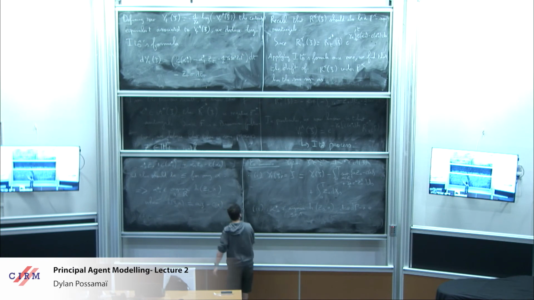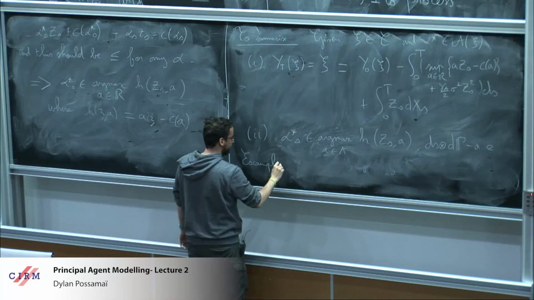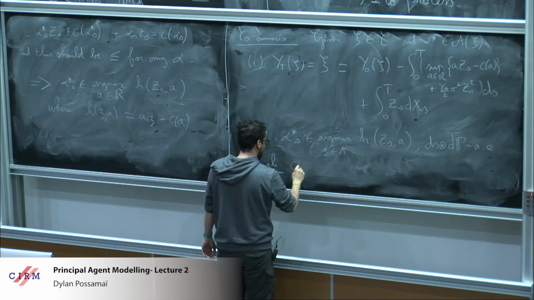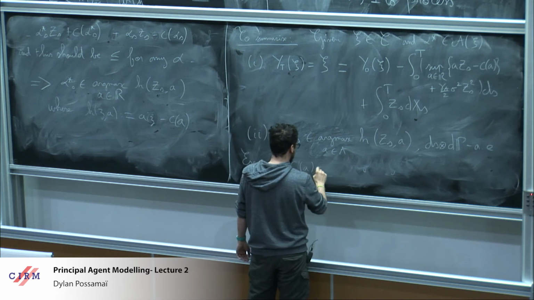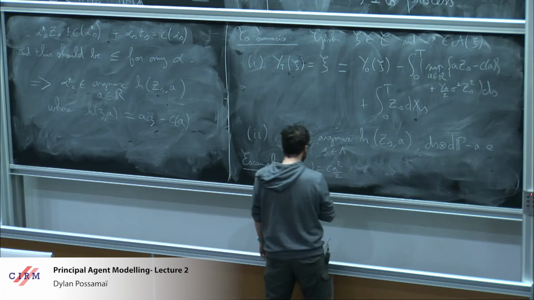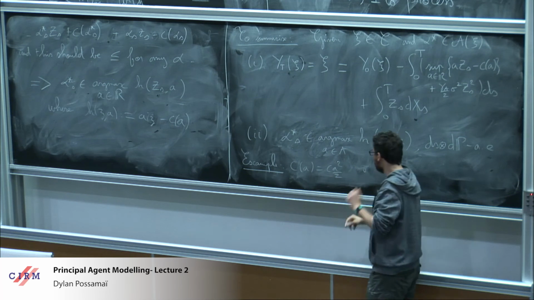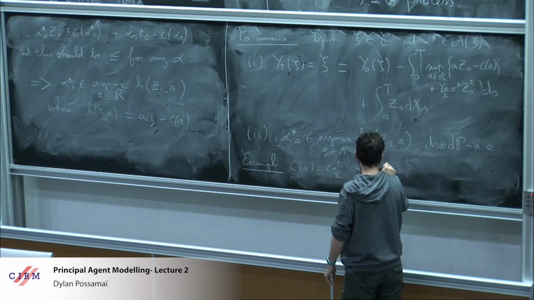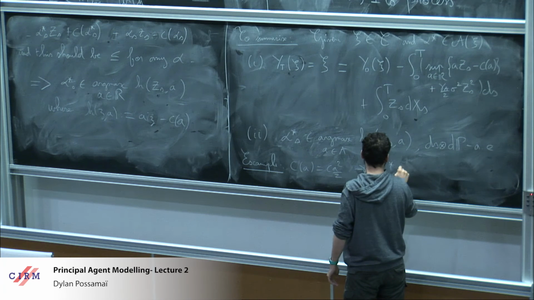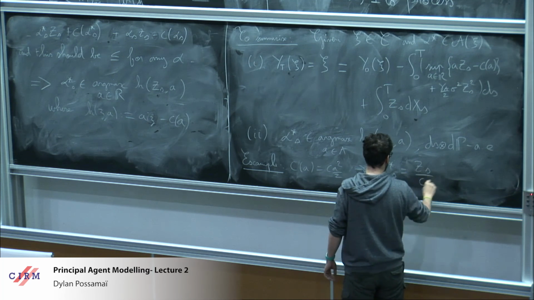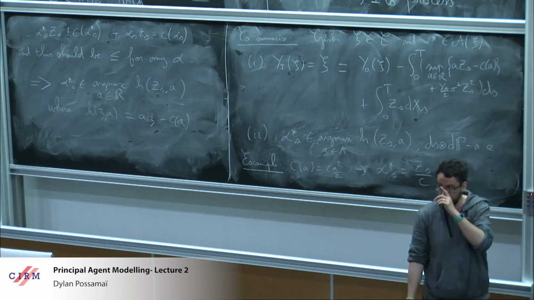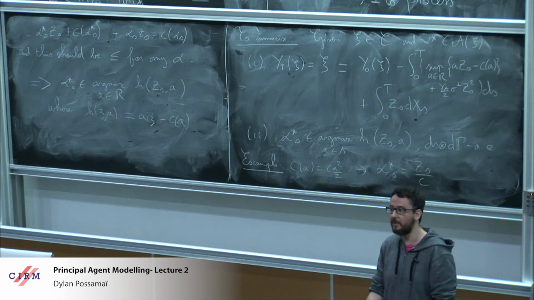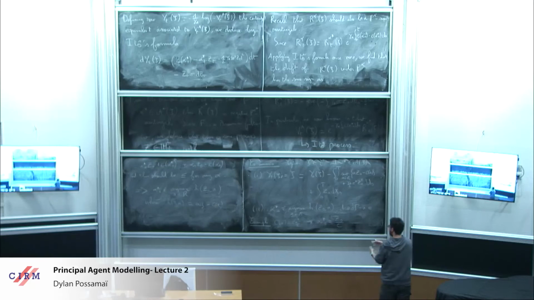So in particular, if you want an example here, if C of A is C A squared over 2, you're going to get that alpha star is ZS over C. That's the only maximizer in the function. So that's how they're related. Okay?